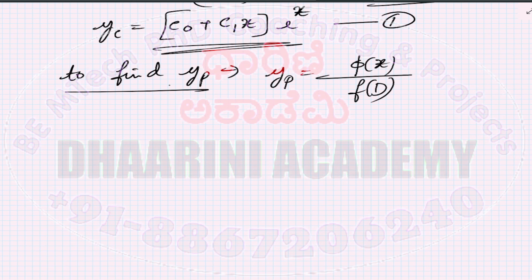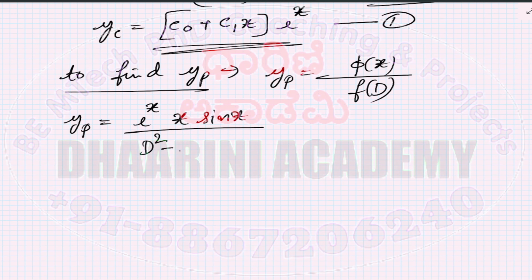So when I want to do the phi of x by f of d, I need to check what is the phi of x. Therefore, the yp is equal to, in this case, e to the x into x sin x whole divided by d square minus 2d plus 1.